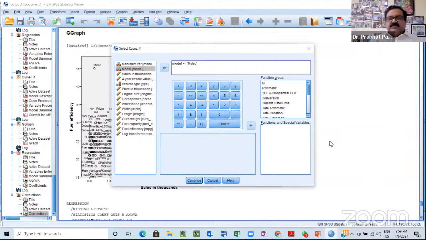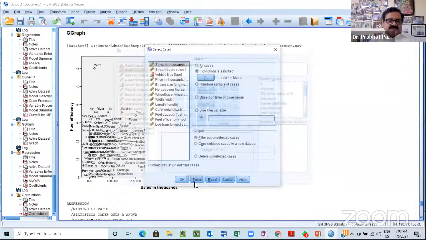We have to remove Metro from there, because Metro is a car which has high fuel efficiency but very little sale. We are interested in a car which is selling more in the market, in order to see which factors are affecting sales. So I want to keep the F series in the data set. I don't want to remove F series, but I want to remove Metro first, because that's the car which is the odd man out. So I'm creating the argument to select the cases where the model is not equal to Metro.